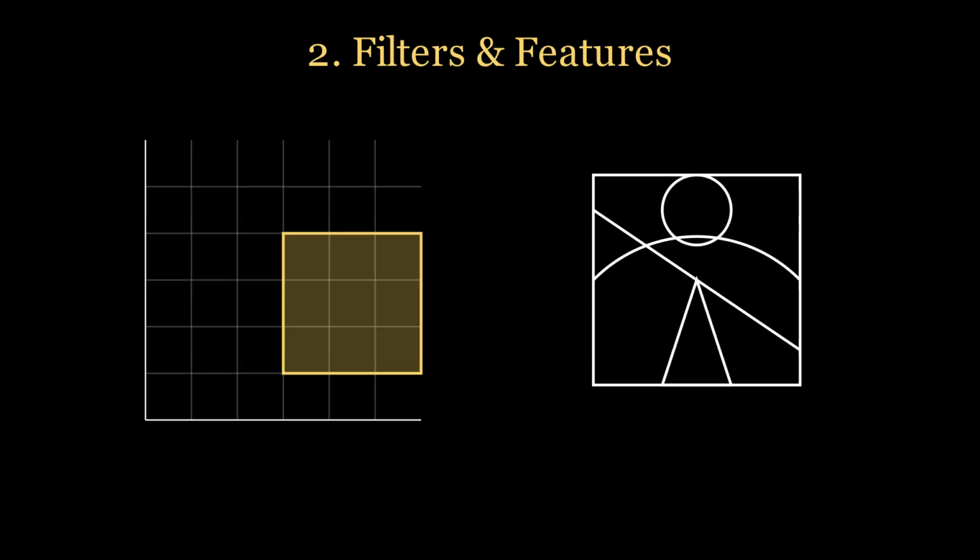But lines and corners aren't a cat. So the AI applies more filters. Some filters look specifically for textures, like the repeating pattern of fur. Other filters might look for specific shapes, like circles or triangles. The AI is essentially breaking down the image into its most basic, bare-bones ingredients.